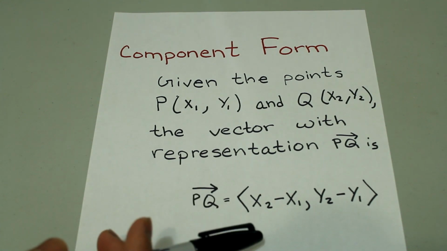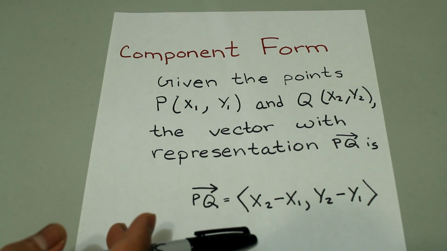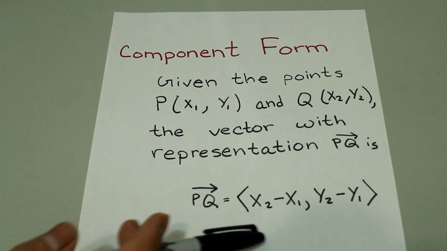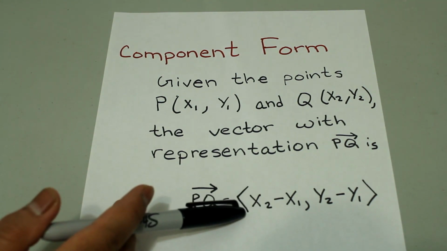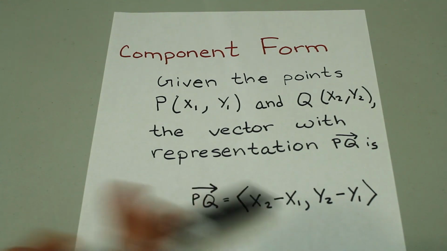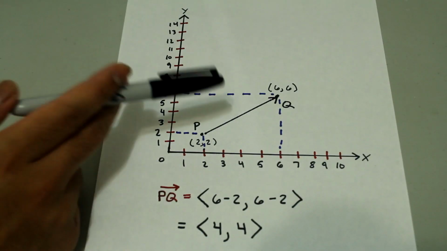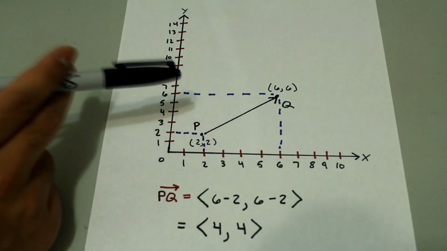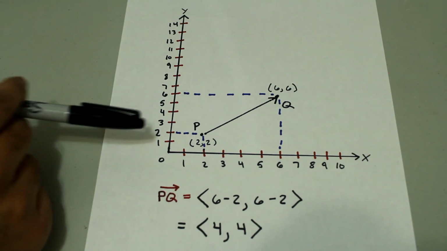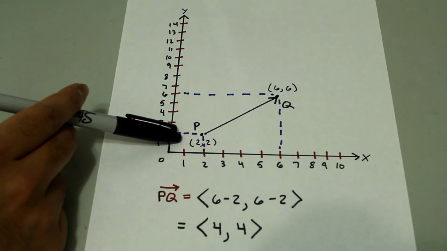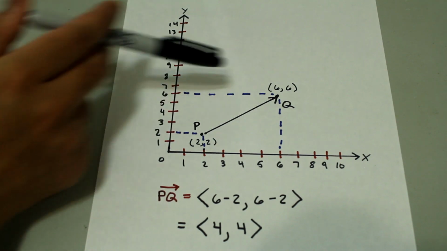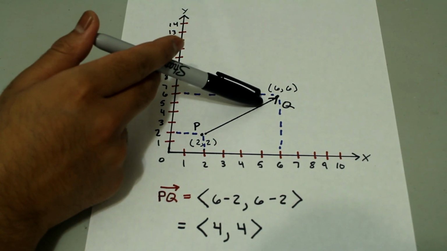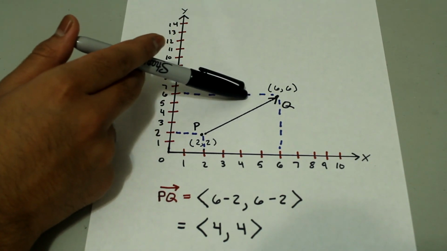So all we are doing here is taking the x and y coordinates of the terminal point and subtracting the x and y coordinates of the initial point. So we have x2 minus x1 and y2 minus y1. We looked at this vector in the previous video. The initial point is located at the coordinate 2, 2, and the terminal point Q is located at 6, 6.